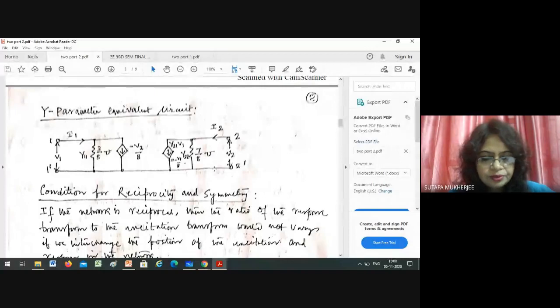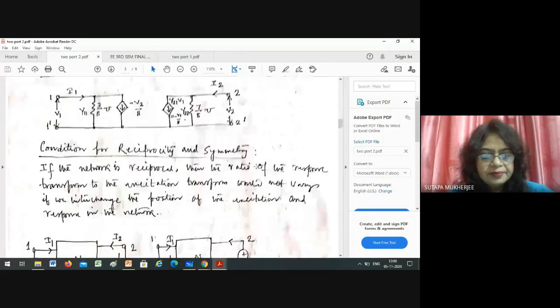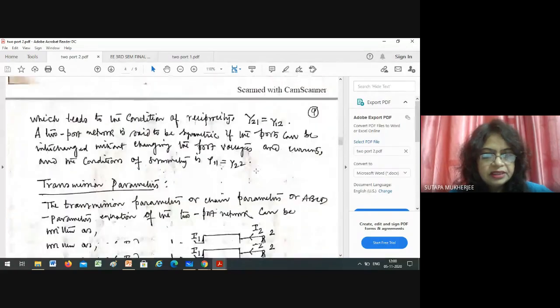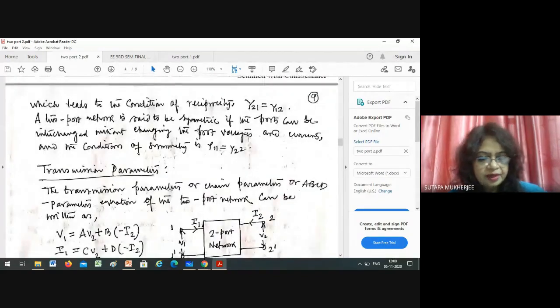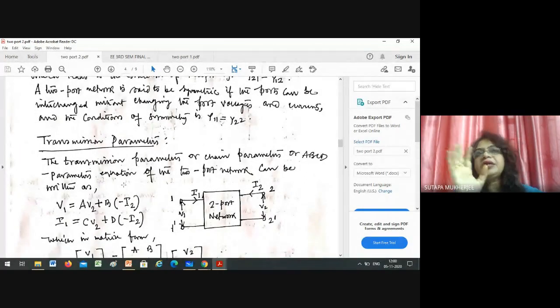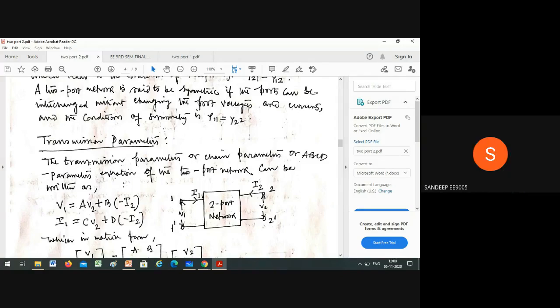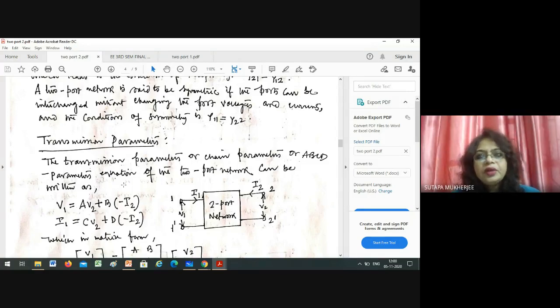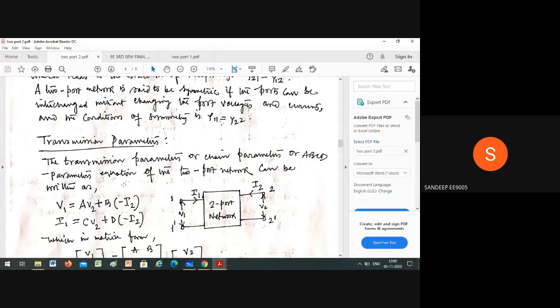Now we will come to ABCD parameters, that is transmission parameters. So what are transmission parameters? Do you remember in case of z parameters what was the function? V1, V2 was a function of what? I1, I2, ma'am. And in case of admittance parameters, I1, I2 is a function of V1, V2.